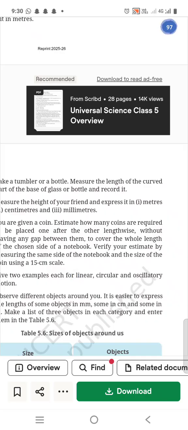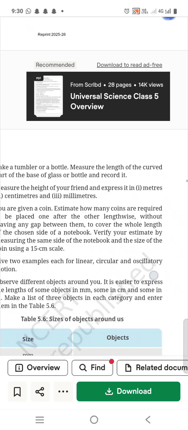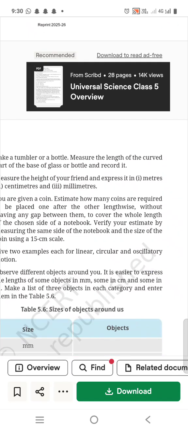Take a tumbler or a bottle, measure the length of the curved part of the base of the glass or bottle and record it. Hint: use a flexible measuring tape or a piece of string to measure the length of the curved part of the base of the tumbler. Then measure the string using a meter scale.